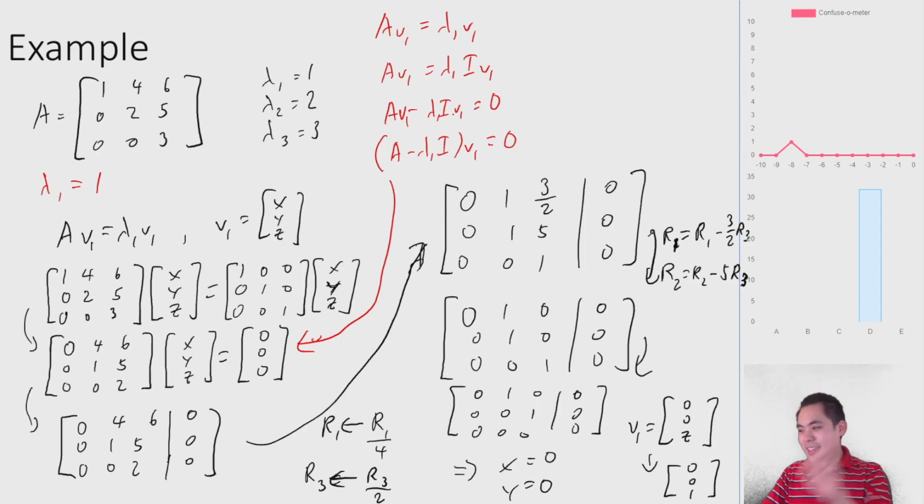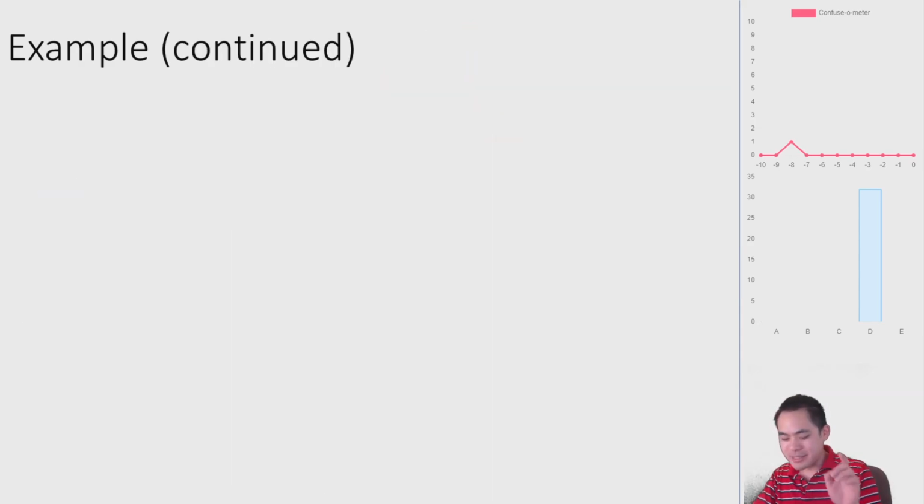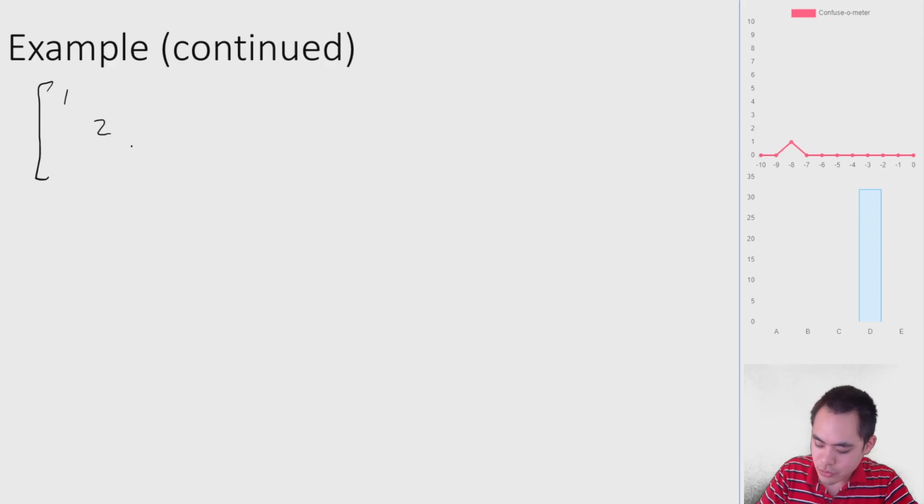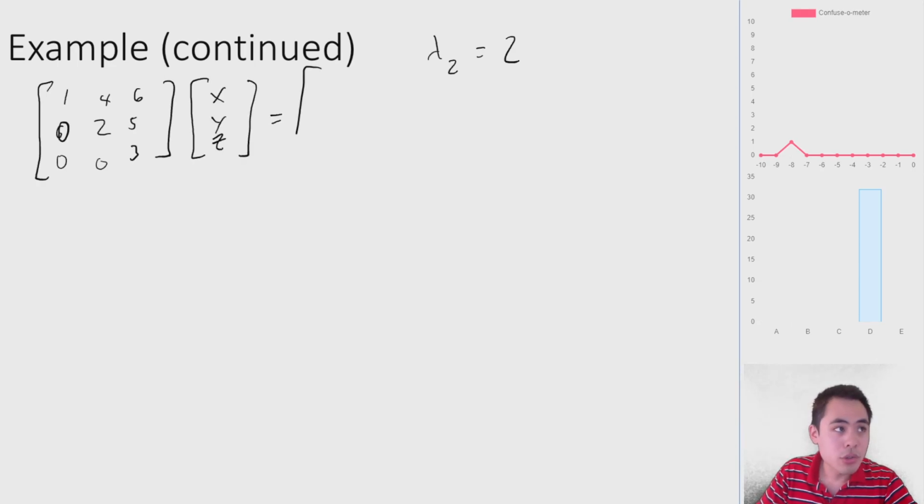Okay, let's do that again for the second eigenvalue and try to make things a little bit more clear. So let's try it again. Note that we had our original matrix, which was 1, 2, 3, 4, 5, 6, 0, 0, 0. And we had lambda 2 is equal to 2. So then what we want is this times x, y, z is equal to 2x, 2y, 2z.